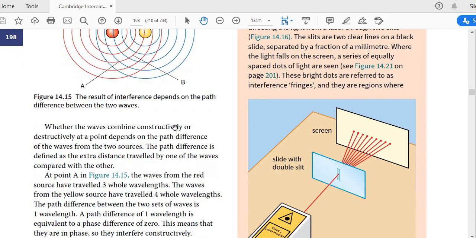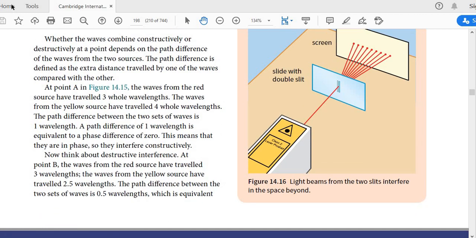Whether the waves combine constructively or destructively at a point depends on the path difference of the waves from the two sources. The path difference is defined as the extra distance travelled by one of the waves compared with the other. At point A in figure 14.15, the waves from the red source have travelled three whole wavelengths.